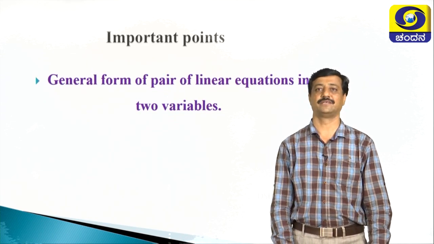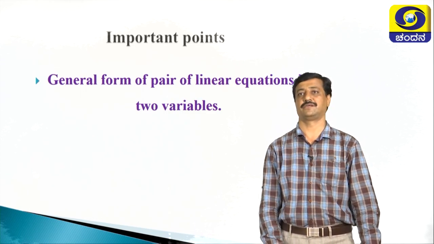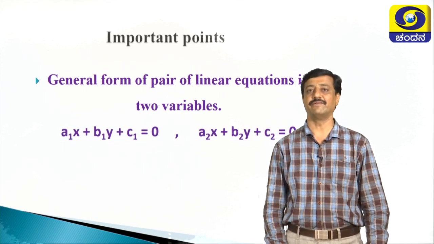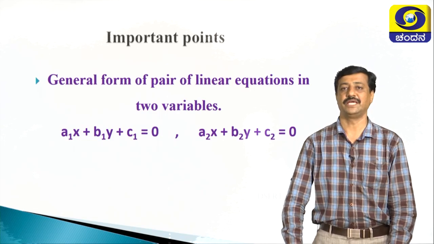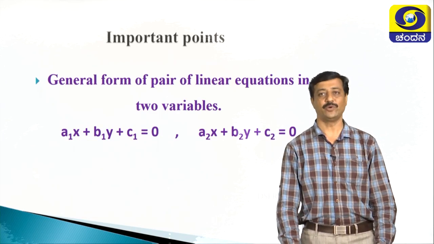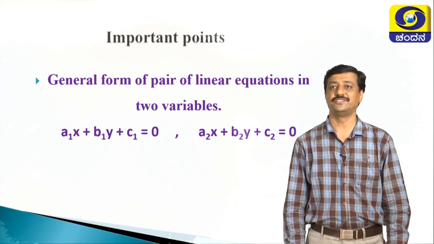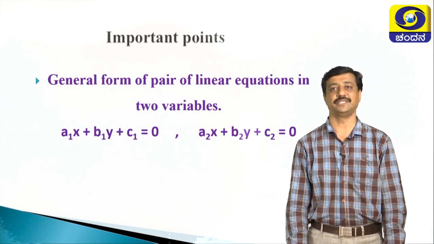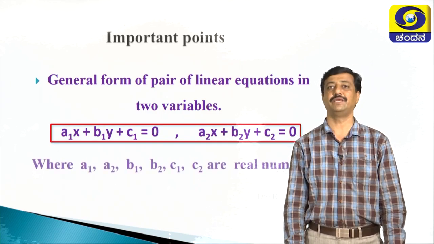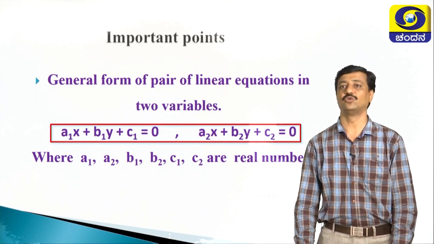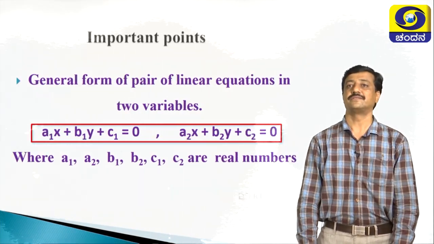The first one is the general form of pair of linear equations in two variables, that is a1x plus b1y plus c1 equal to 0 and a2x plus b2y plus c2 equal to 0. This is called the general form of pair of linear equations in two variables, where the coefficients a1, b1, c1 and a2, b2, c2 are any real numbers.